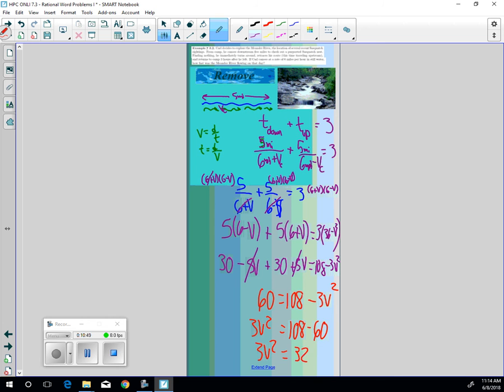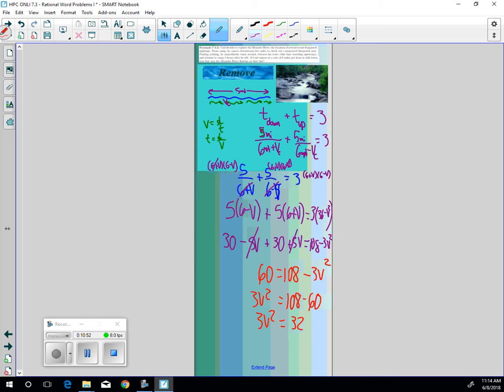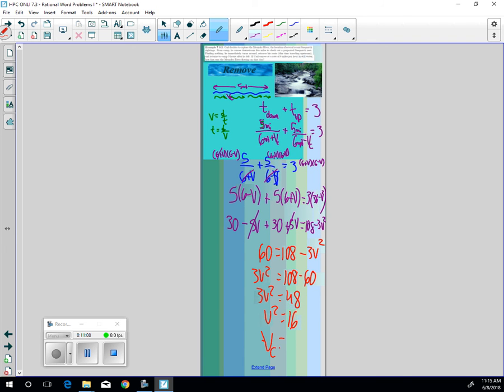And if all is well, I'm going to get 32, I think. No, no. 48. So v squared equals 16. And of course, there's two speeds for the current, either -4 or +4. The one that makes no sense with reality is the negative. So my speed of the current is going to be 4 meters per second. I think they use meters per second.